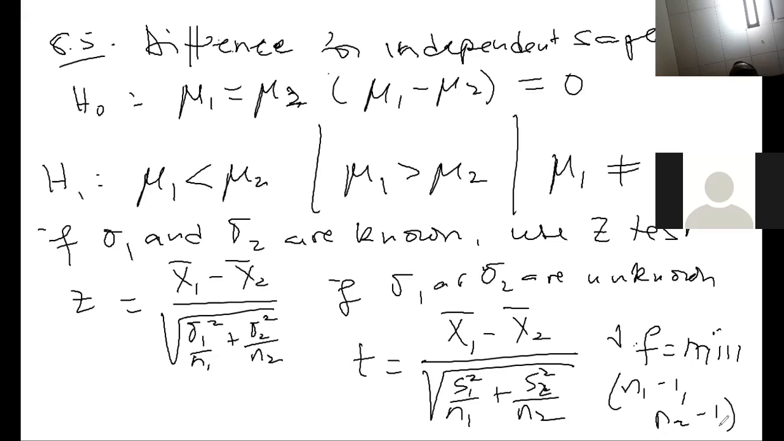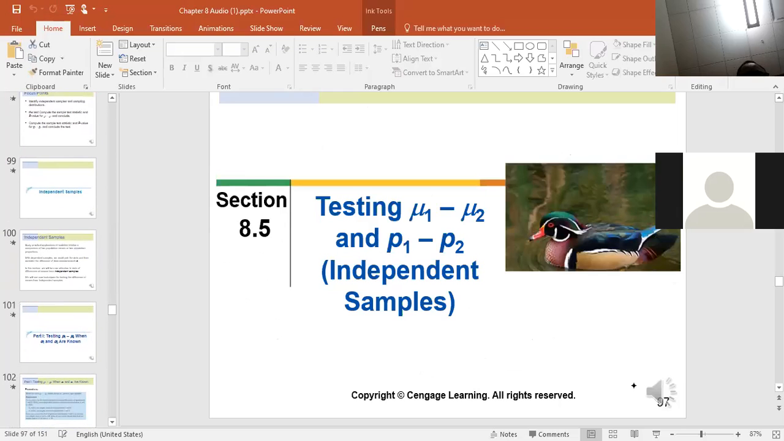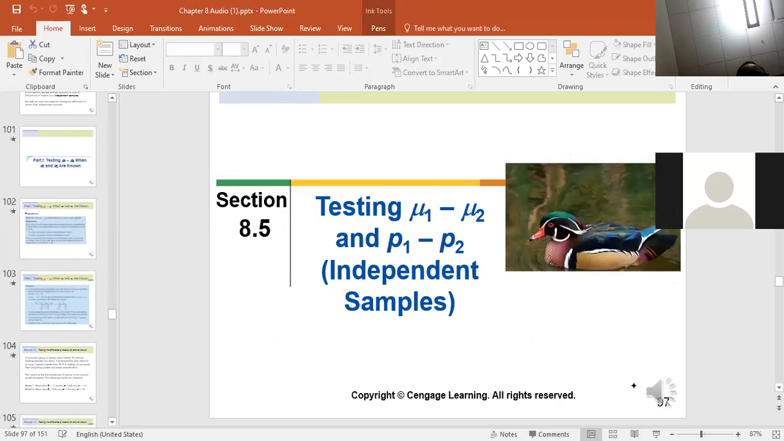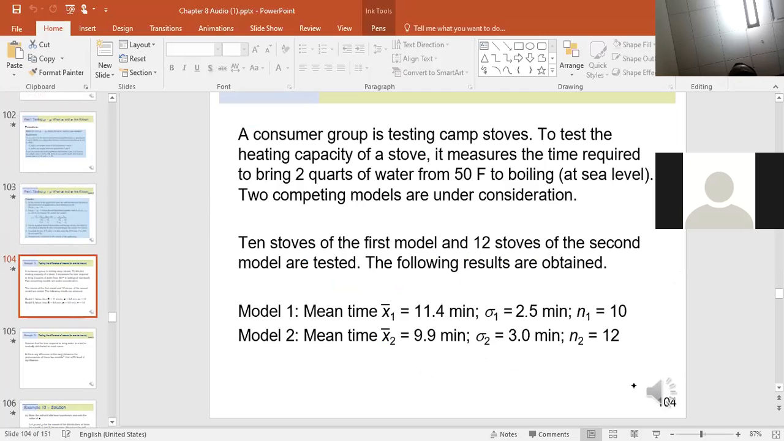So let's look at an example. Need somebody to read?